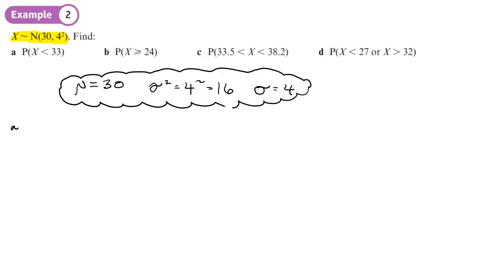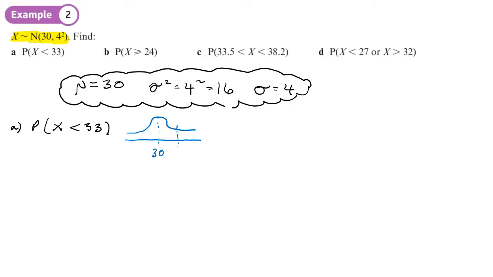So part A, it's saying find the probability that x is less than 33. Now, just like I said before, if this said x is less than or equal to 33, it would not change the question. You would do exactly the same thing. It's not going to change our working, okay? And whenever I do questions like this, I always do a diagram so I can see exactly what it is I need to work out. So I'm just going to draw a normal distribution here. The mean is 30, so the mean always goes in the middle.